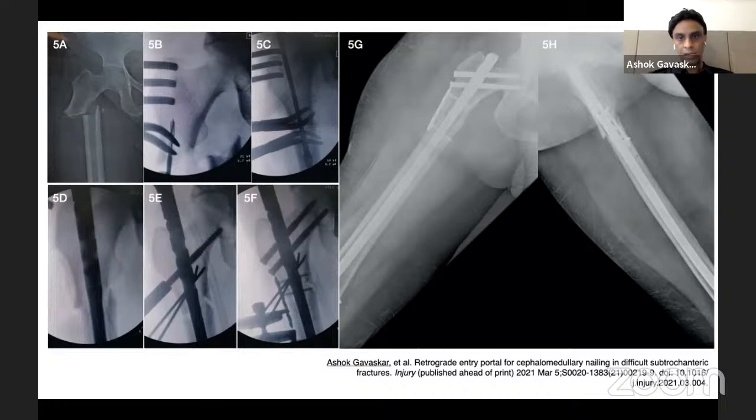And if you look at the image on the right, the AP image, you can see the thinned down lateral cortex in the proximal segment compared to what you can see preoperatively.